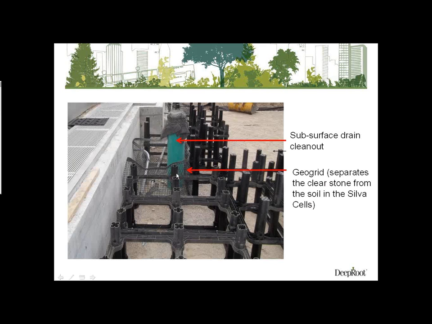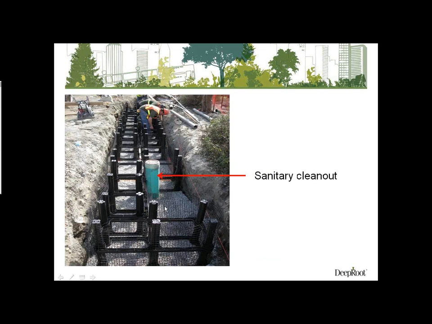Here's an example. Here's a subsurface drainage cleanout on a project in Toronto. You can see the Silva Cell frames run up on the 3 sides, concrete wall on the other side, run GeoGrid around the perimeter. Then this void area in here will be filled with clear stone to make a clear stone column. Similarly, here's a sanitary cleanout. Again, you have GeoGrid on all 4 sides, and you can see the stone starting to come up.